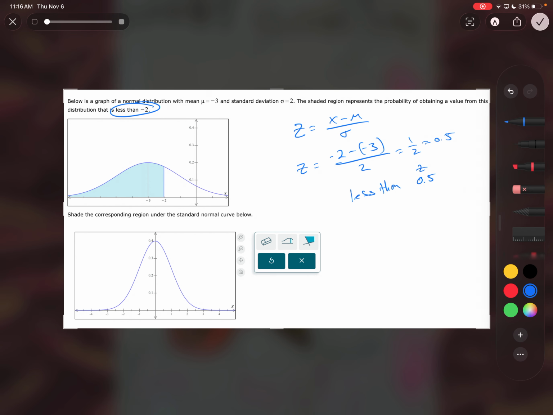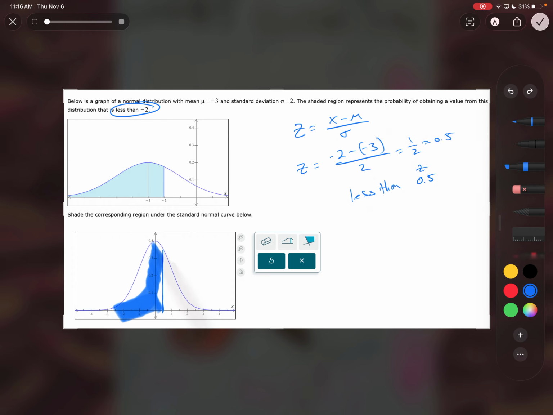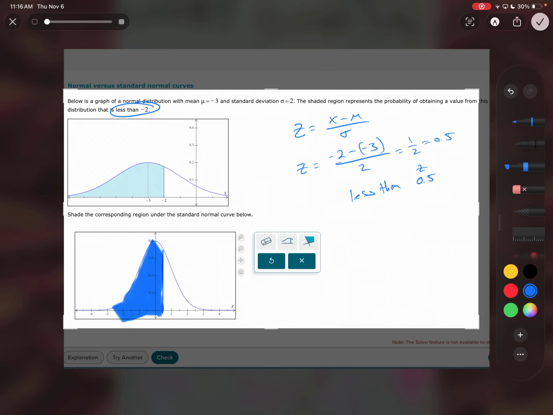So we would come over here, put a line at 0.5, and then shade to the left. And that's all you have to do. This is just showing you that we can take any mean, any standard deviation, plot it on the graph, and those are the same chart. They mean the same thing. Even though one's at -3 and one's at 0, we've just standardized the data there.